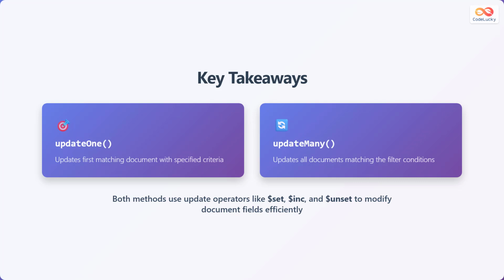Here are the key takeaways from this video. UpdateOne updates the first matching document with specified criteria. updateMany updates all documents matching the filter conditions. Both methods use update operators like $set, $inc, and $unset to modify document fields efficiently.